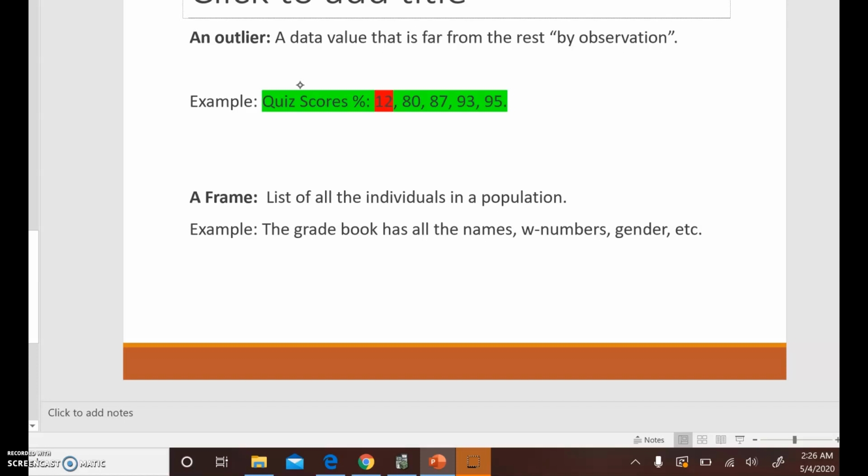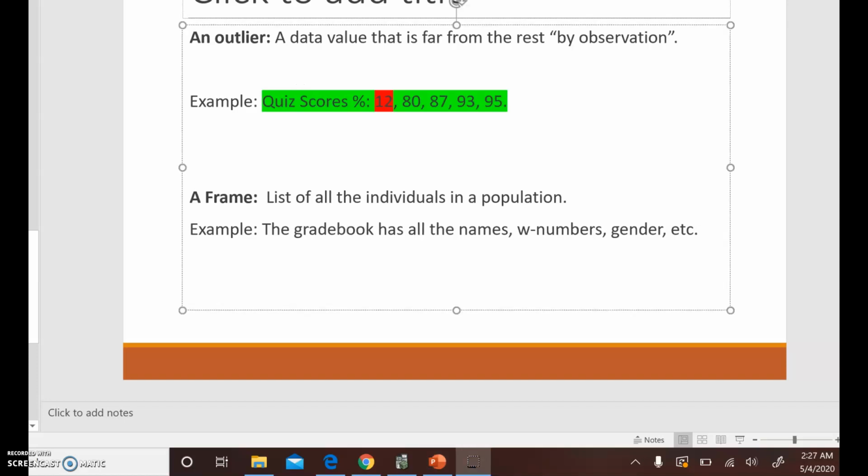For our class, the grade book is actually a frame because it has everyone's data. You could be looking at names, W number, gender. I think we have access to your address. I'm not sure. But everything in there, definitely phone numbers we do.